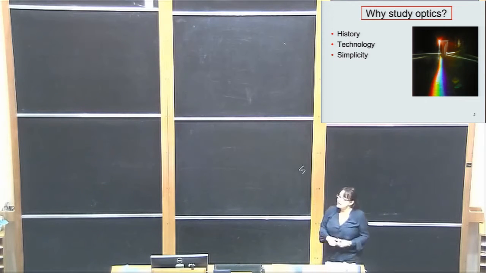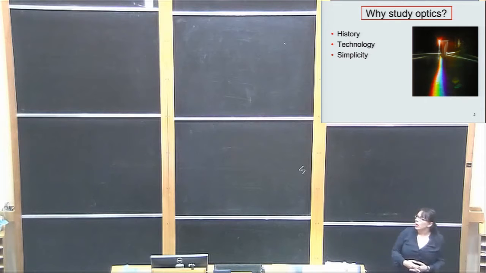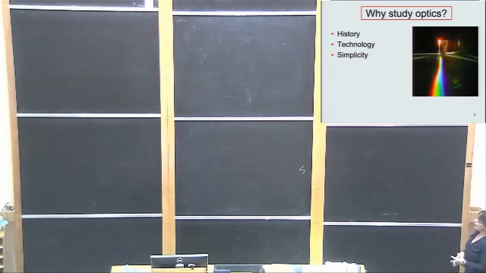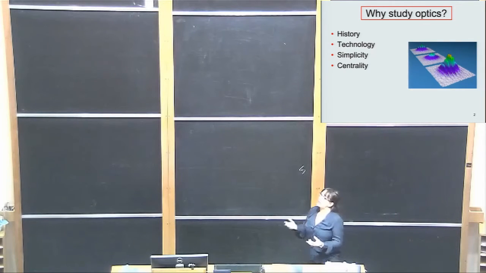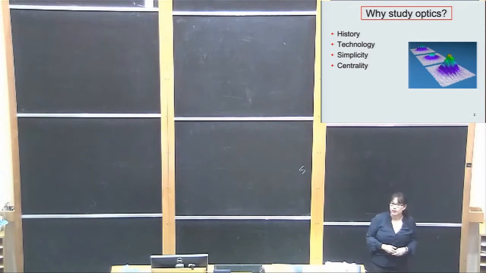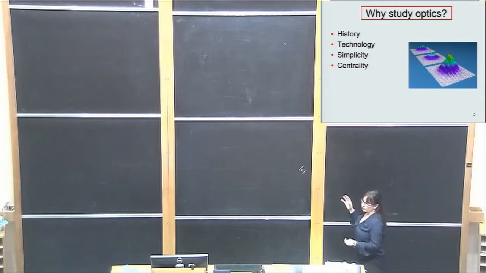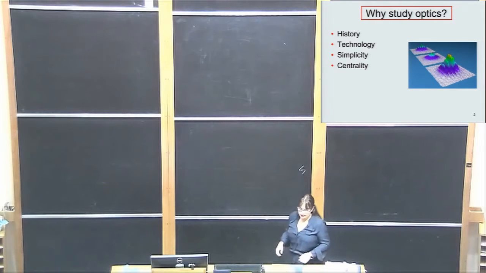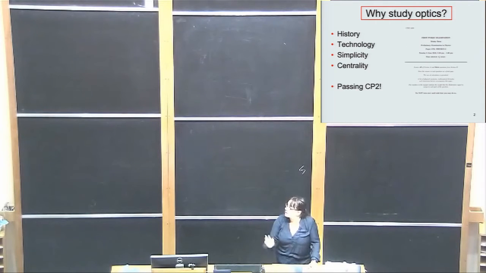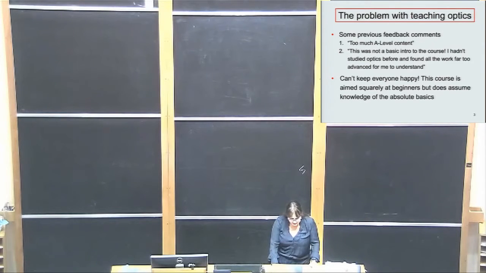There's also its centrality. This is a picture from a relatively recent branch of physics called atom optics. Just like a light beam, beams of atoms display features such as interference and diffraction. So understanding the way light behaves gives you a very good basis for thinking about the world. It gives you good preparation for thinking about quantum mechanics later on. And then, of course, you've got to pass CP2, whether you like it or not. So not a lot of choice. You have to study this.